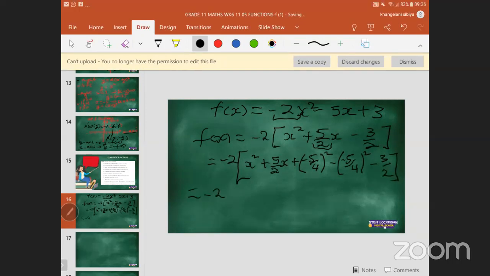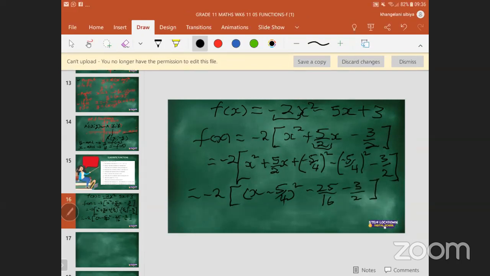This is minus 2. How to factorize this one? It's very straightforward. Then you look for your factors. You factorize, and this will be x minus 5 over 4. Then you use your calculator here. Okay, let me try to break this one down for you. This will be negative 25 over 16 minus 3 over 2.